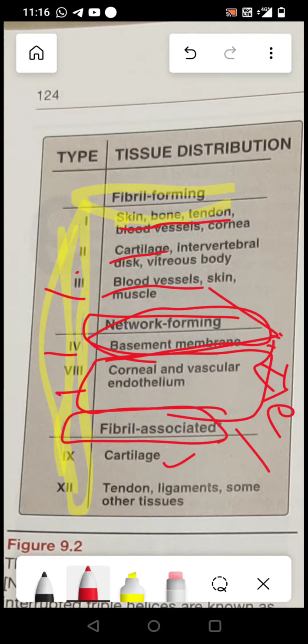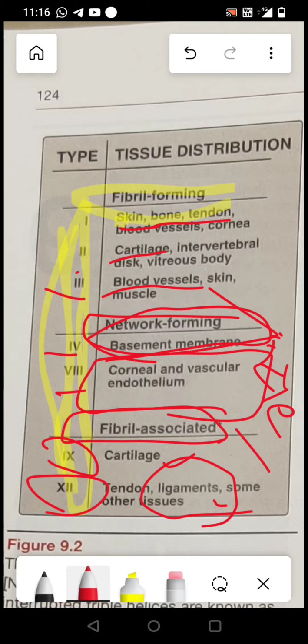Either the cartilage and the tendon. Again, ligament. Ligament, if you look here, is mainly type 12, as well as cartilage can be again type 9. Fibril forming and fibril associated. Look at the difference. Fibril forming, because it forms, is 1, 2, 3. Fibril associated are 9 and 12.